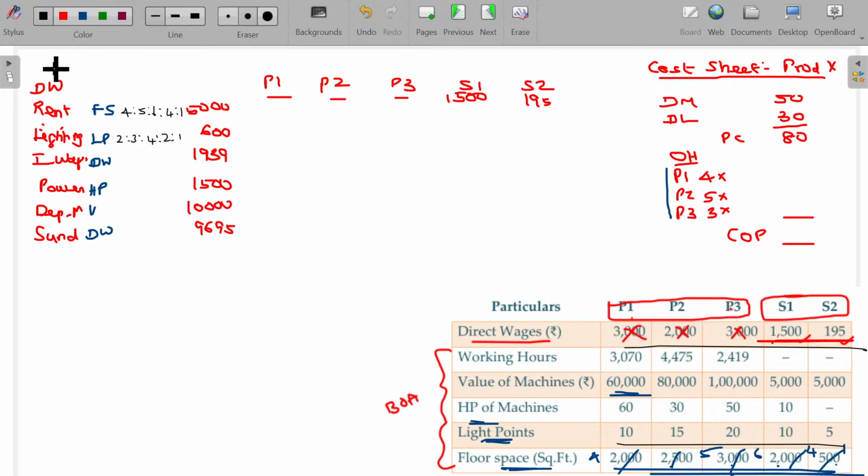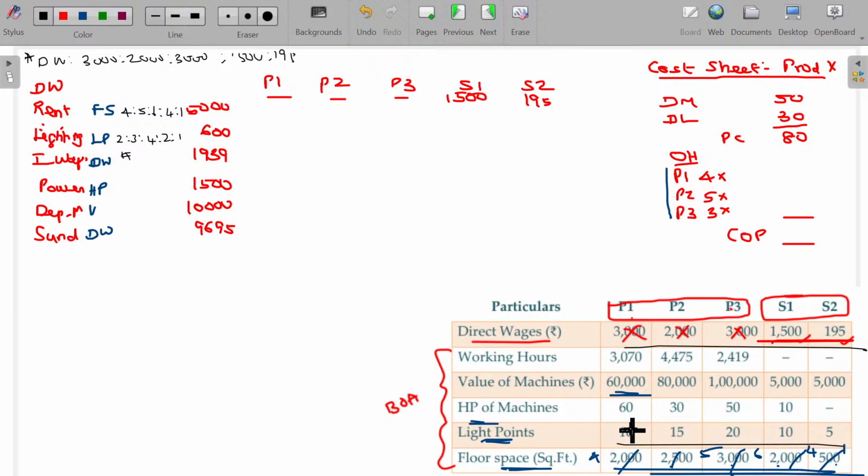Direct wages seems to be a big number. So for the direct wages, I put that here. Direct wages 3,000, 2,000, 3,000, 1,500, 195. Okay, you follow that.